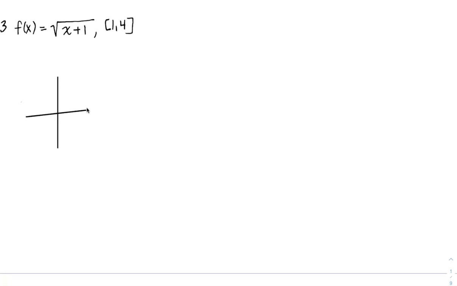So square root of x plus 1. The plus 1 moves the graph to the left 1, and it's a square root graph, something like that. And we're going from 1 to 4. So let's say 4 is right here.